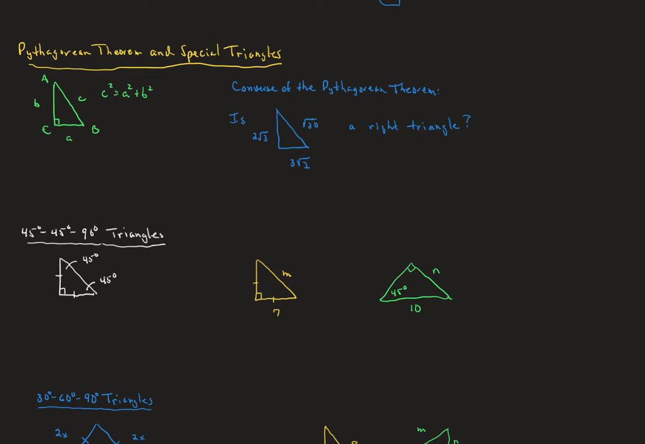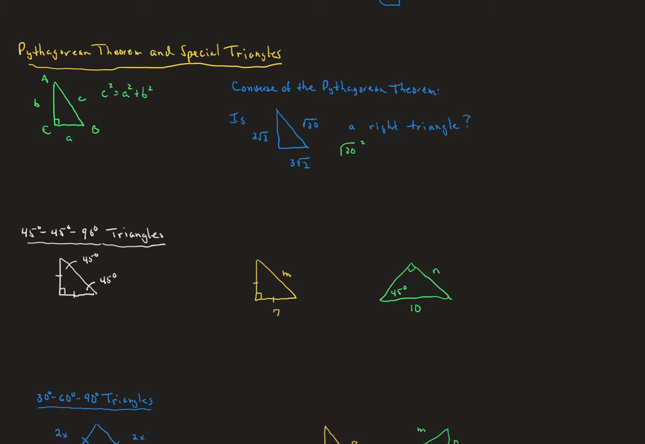The converse isn't always true in every theorem, but in the case of the Pythagorean theorem, it is, which means if one side length squared is equal to the sum of the squares of the others, then it must be a right triangle. So we can check this out by trying to plug that in.